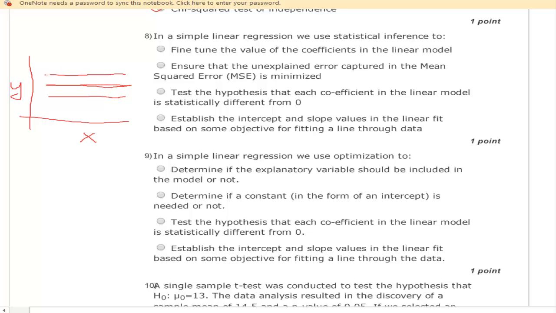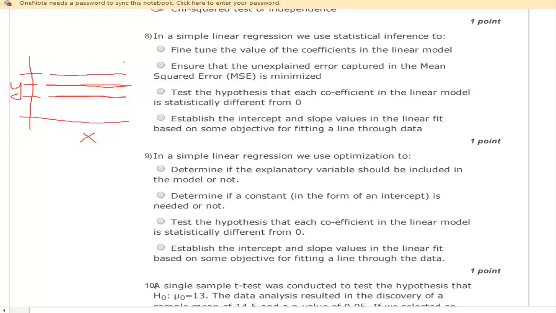So I don't really care about where this line intersects y, but I really care to see if x has some relationship. So I'm really testing the hypothesis through statistical inference that this line is parallel to y. So that should help you figure out which answer is correct.